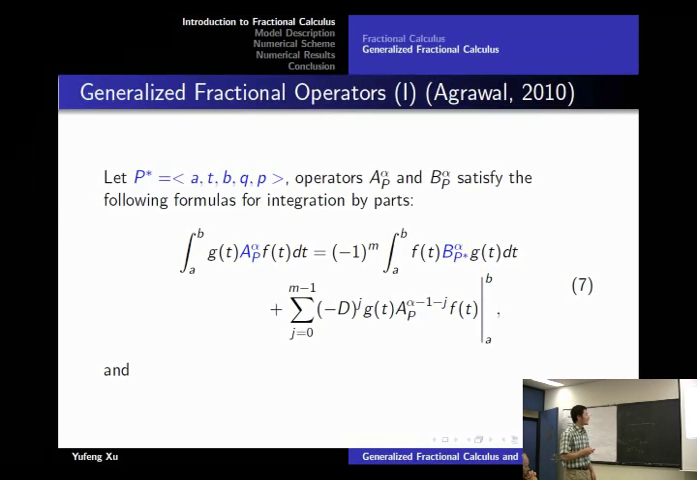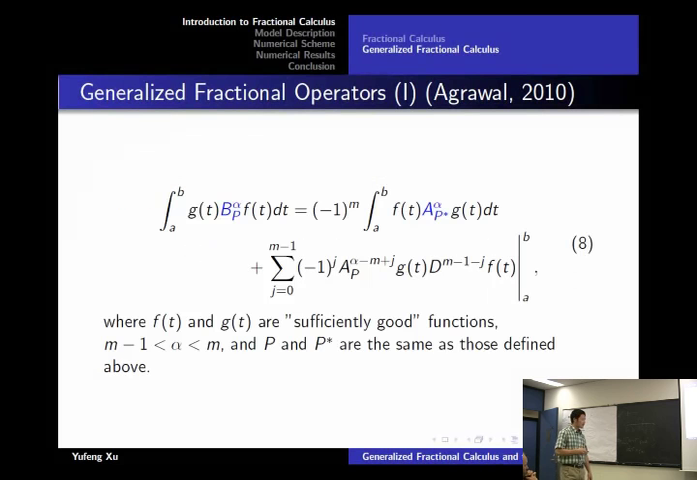Then operators A and B satisfy the following formulas for integration by parts. I want to introduce this property here because if we start the minimization problem, we do need the integration by parts formula. The fractional integration by parts formula is very nice because it changes the derivative. If we have a second-order derivative and do integration by parts, we have the first-order derivative. But if we have the A operator and do integration by parts, we have the B operator, and if we do integration by parts with the B operator, we have the A operator. So these two operators switch with each other.